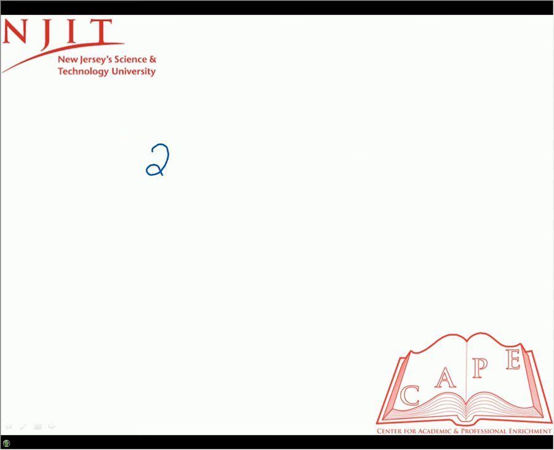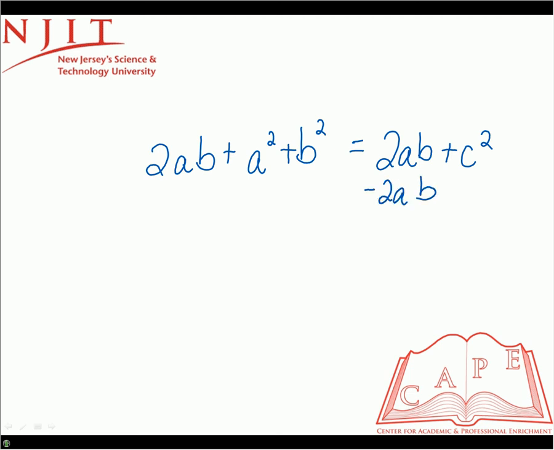So we have 2AB plus a squared plus b squared is equal to 2AB plus c squared. Correct? Okay, now we can notice we have 2ab on both sides of the equation. So if we subtract 2ab on this side, we have to subtract 2ab on that side, which cancels them out. And what are we left with? A squared plus b squared is equal to c squared, which we all know is the Pythagorean Theorem.